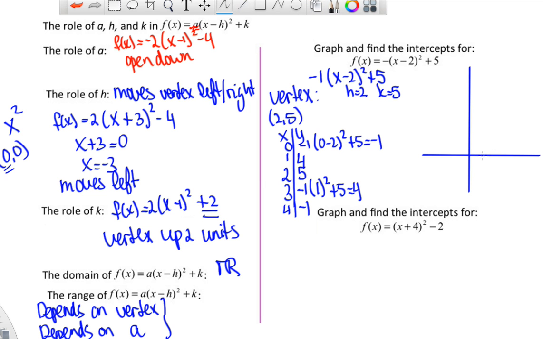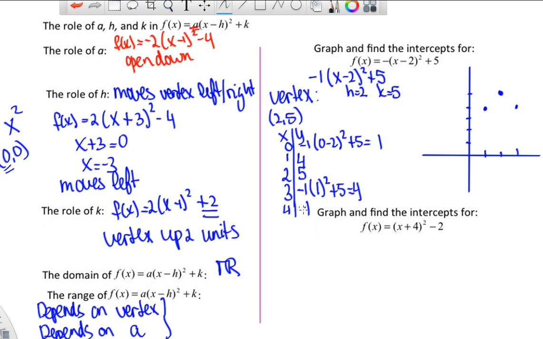And so I have 1, 2, 1, 2, 3, 4, 5. There's my vertex. And then at 3 I got 4. It means that at 2 I got 4. At 0 I had, I guess, -4 plus 5, which is a positive 1, right? Just got that over here.